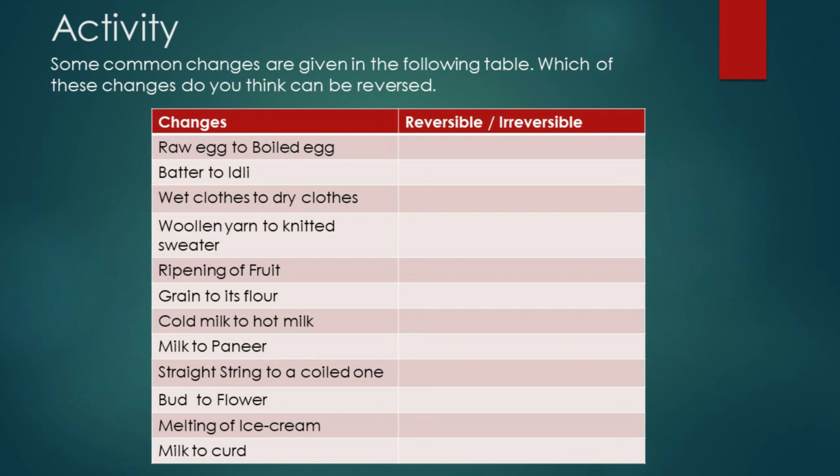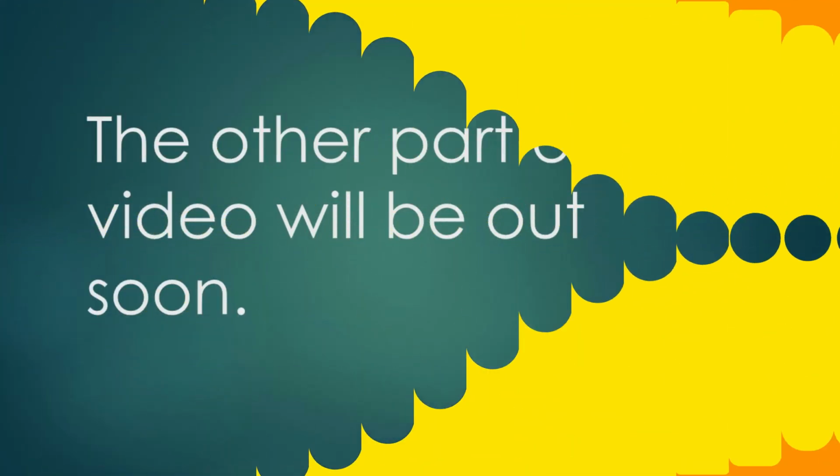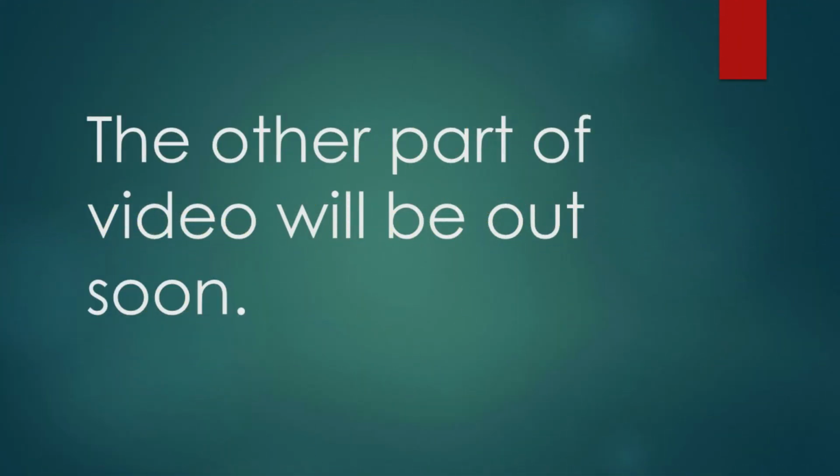Like that, batter to idli. What happens here? Does idli become batter again? Now you find out, ask your parents, think about it and do it in your activity book. So this is the activity of reversible and irreversible changes. The next part of the video is about the causes due to which changes happen. It will be discussed in the next part of the video.